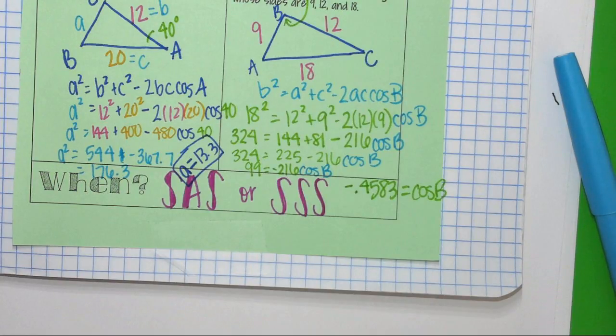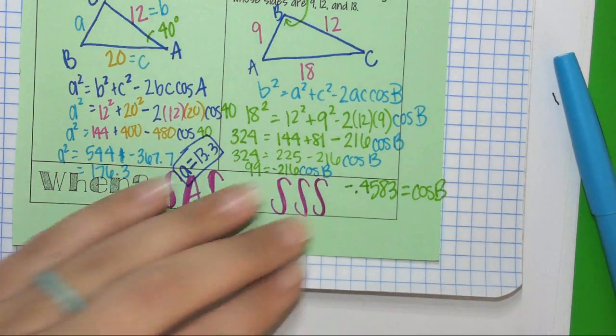Do you ever have to look for the smallest angle? It depends on what the problem is. I know the proportions seem a lot easier, don't they? But this one's not that it's difficult, because you're just plugging in. It's just a lot of steps.